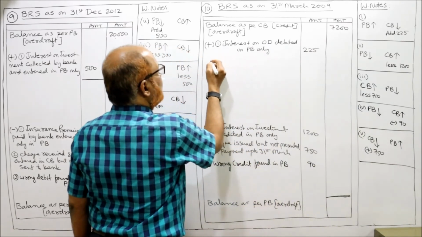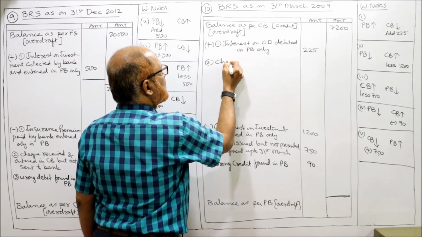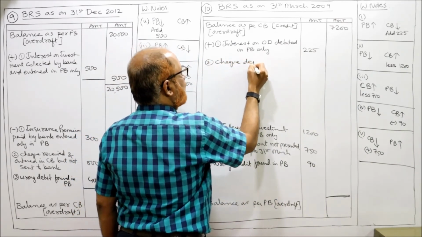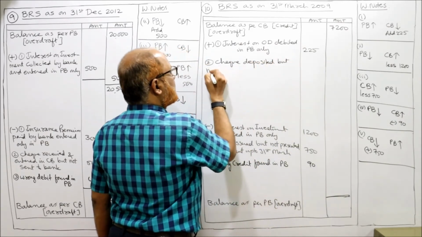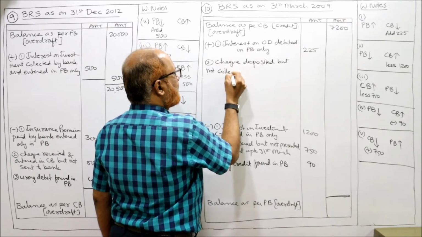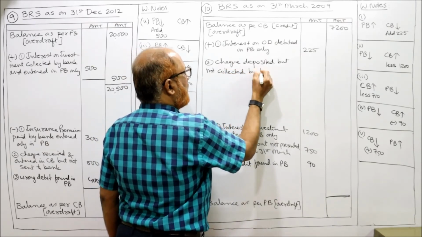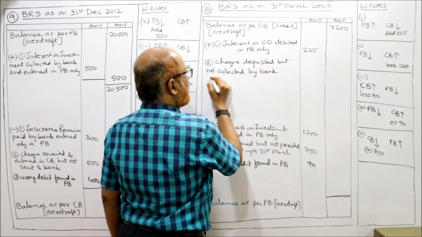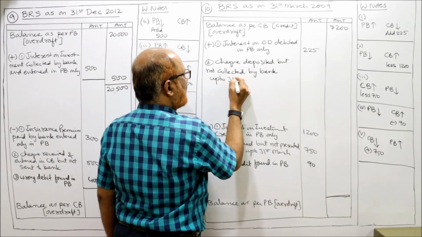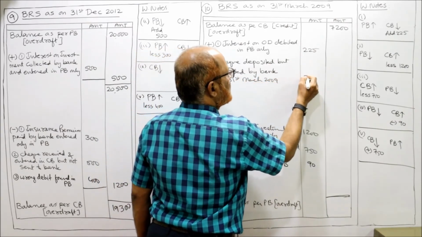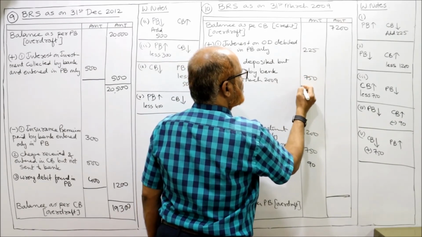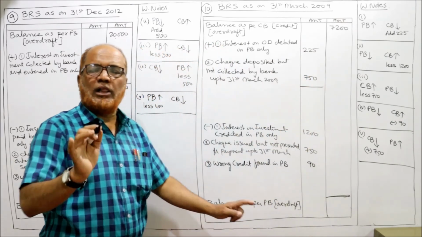So here I am writing in add items: check deposited but not collected by bank up to 31st March 2009, 750 rupees. That's all. We have taken all the items.